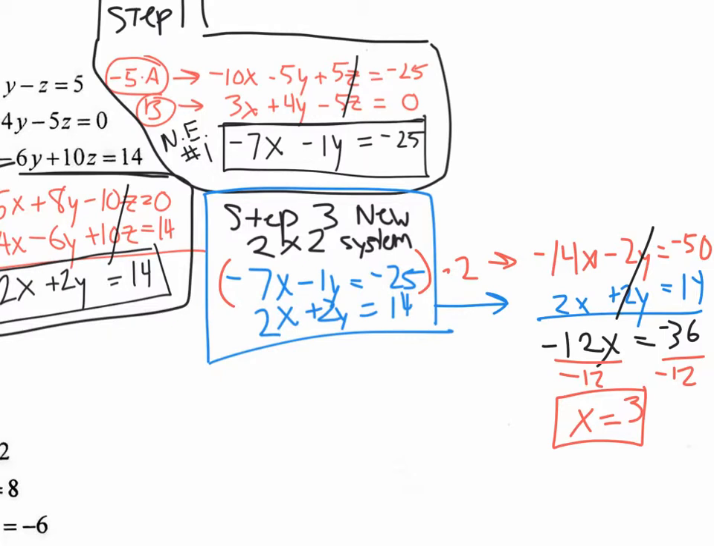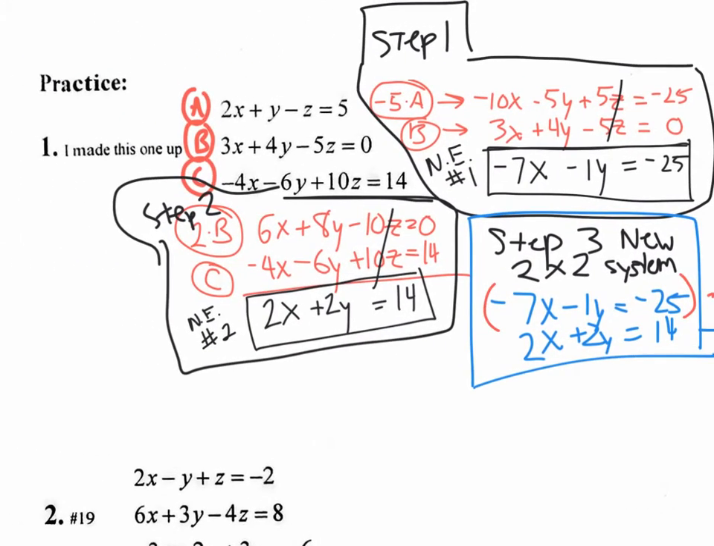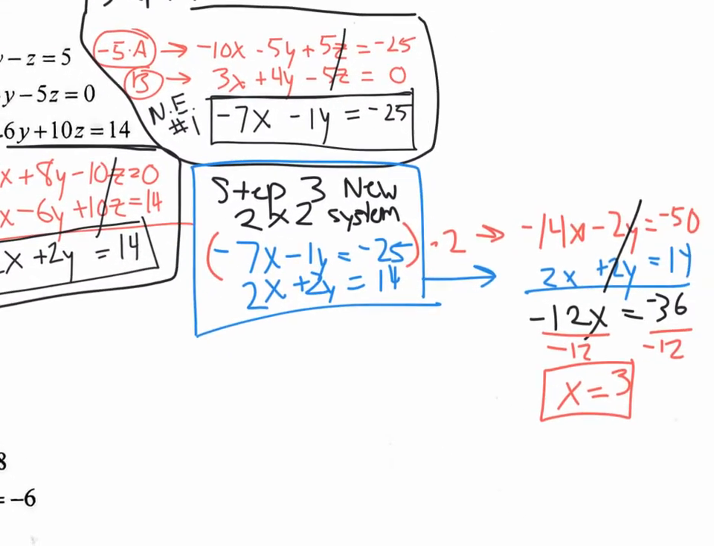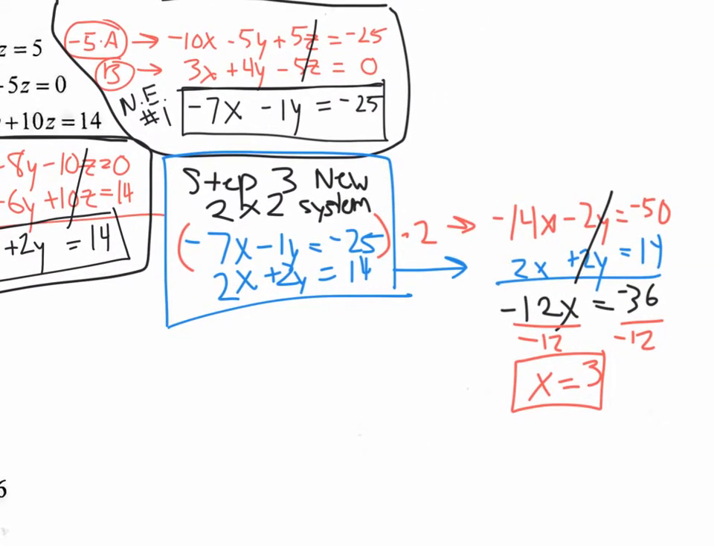What are we going to do with this x value of 3? Plug it in. Where am I going to plug it in? Into any of the 2x2 system. It wouldn't make sense to plug the 3 into the original, because I'd still have 2 variables missing. My only option is to plug it into the 2x2, because if I plug in a 3 right here, then I'll be able to solve for y. So let's actually do that. Let's plug it into the bottom equation, 2x plus 2y equals 14.